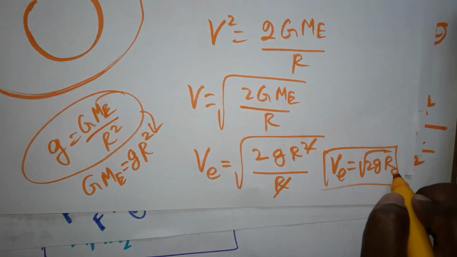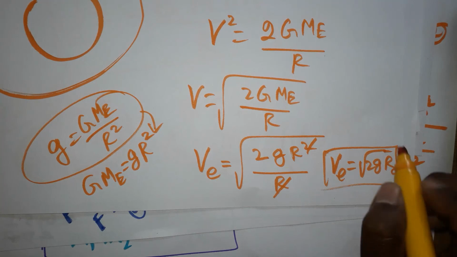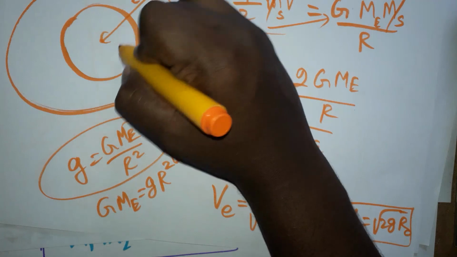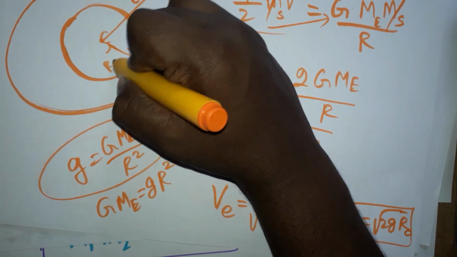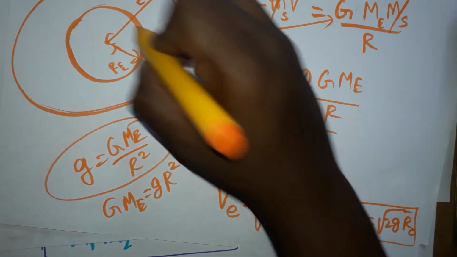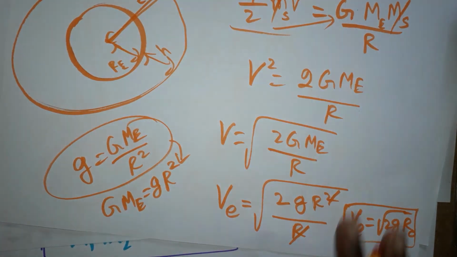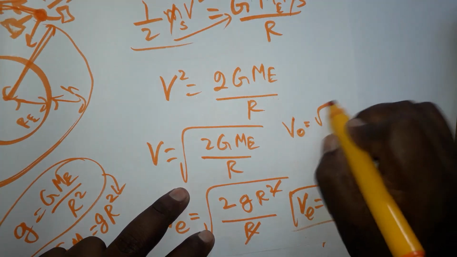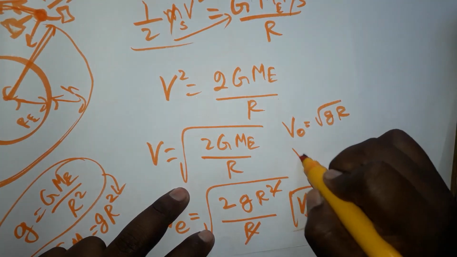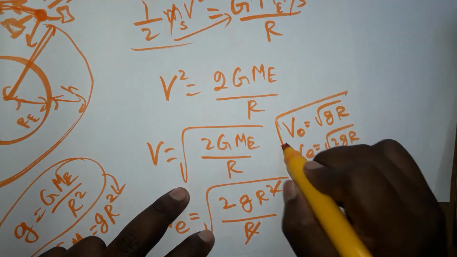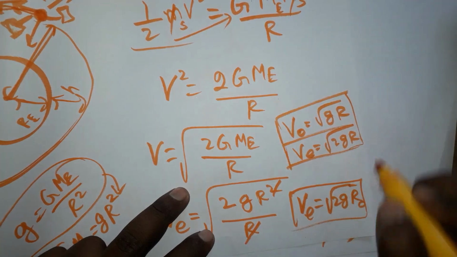r is the orbital radius. Orbital radius means from here to here. In case it is the radius of the earth and a height, this is going to change to Re plus h. So that is the orbital radius. Orbital velocity is equal to the root of gr. Escape velocity is the root of 2 times gr. So this is what we are learning, orbital and escape velocity.